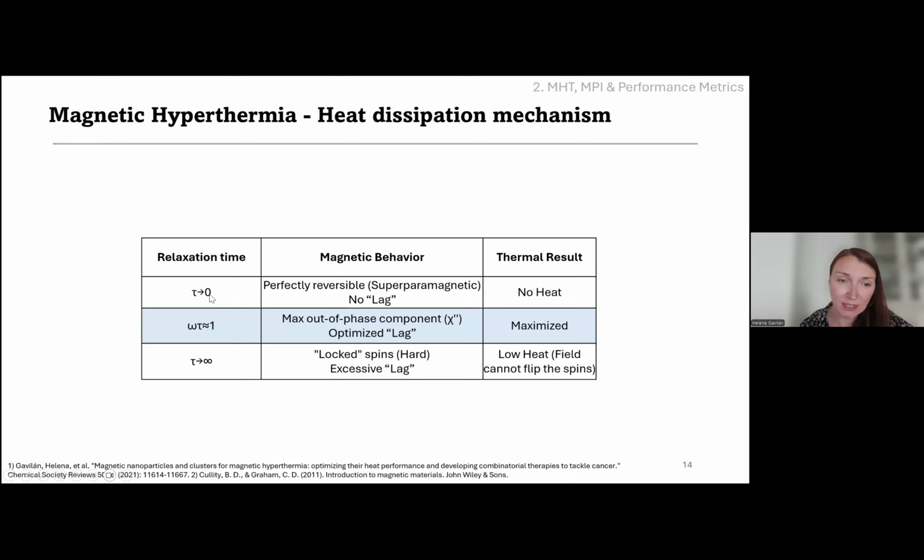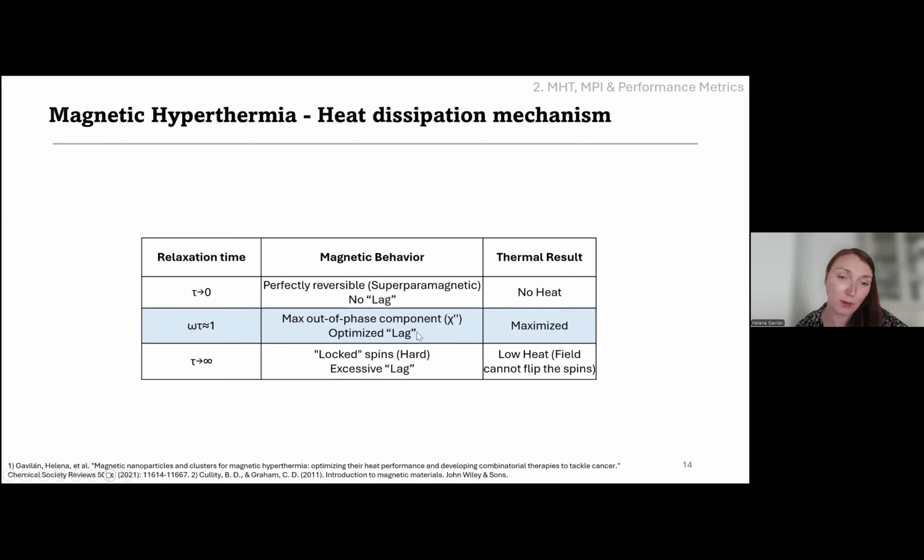So just as a sum up, let's imagine that we have a very fast relaxation time. This would mean that we have a perfectly reversible system. There is no lag, so no heat is going to be dissipated. Now let's imagine that we have a magnetic relaxation that is very long, so infinite. This is a situation where we would have a locked spin. This happens when we have a very hard magnetic material. There is an excessive lag, and we would also have low heat dissipated.